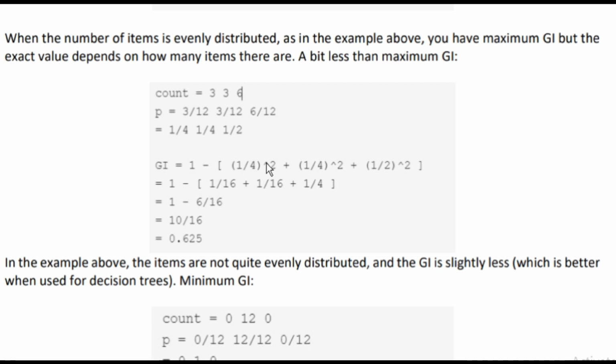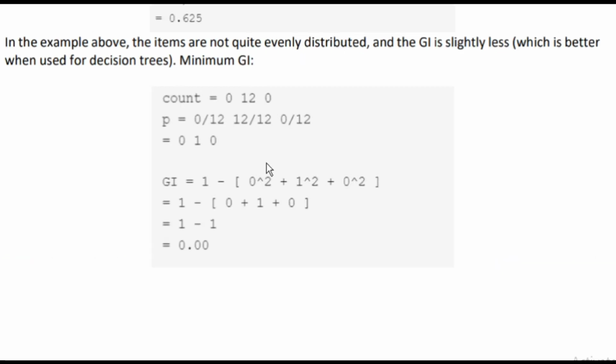Which is better when used for decision trees? Minimum GI, count is equal to 0, 12, 0. Probability is equal to 0 by 12, 12 by 12 and 0 by 12. So probability is 0, 1, 0. GI is equal to 1 minus (0 to the power 2 plus 1 to the power 2 plus 0 to the power 2). So total is equal to 1 minus 1, which is 0. Here GI is equal to 0, that is minimum GI.